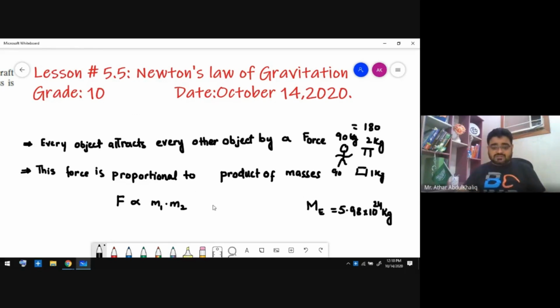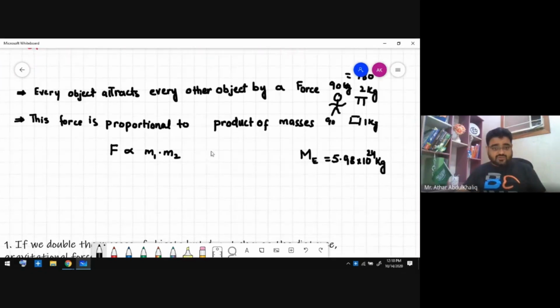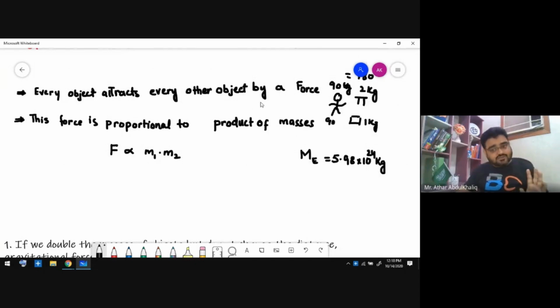He concluded this law in 3 points. First of all, he said that every object attracts every other object. Everybody gets confused, but it's true: every object attracts every other object. But then he told us the force between two objects is proportional to the product of the masses. So the more the product of the mass, the more the force. And the third point, he said that force is also inversely proportional to distance.